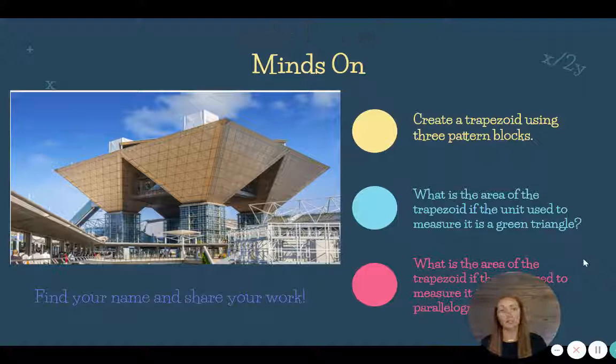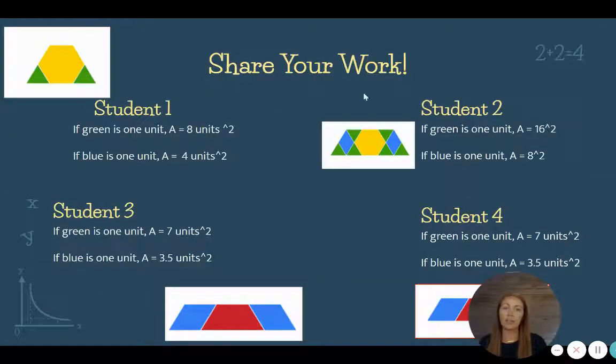Once students were finished making their trapezoid, they were able to share their work in our shared slideshow. So I removed students' names just for this presentation, but students each had their own section where they could quickly put in their picture of their trapezoid, and I could see if they really understood, number 1, what a trapezoid was, if they were following those directions to only use 3 pattern blocks, but then also if they were understanding the idea of area, and if the unit of measure was 1 green triangle or if the unit of measure was 1 blue parallelogram.